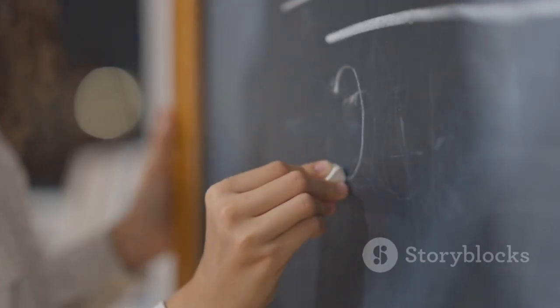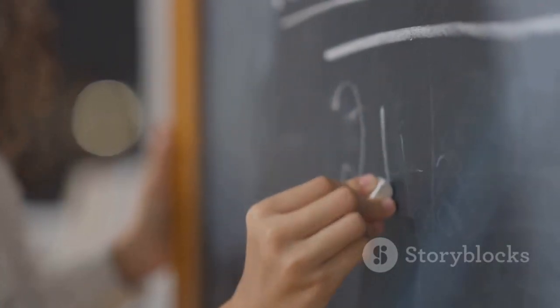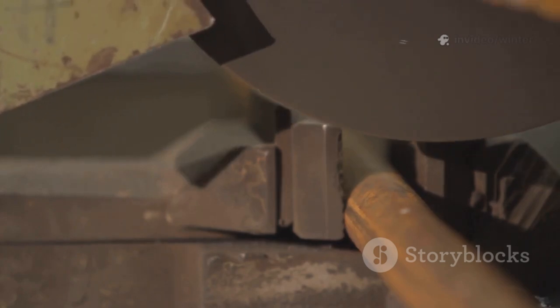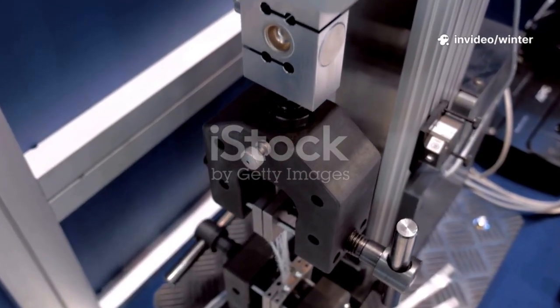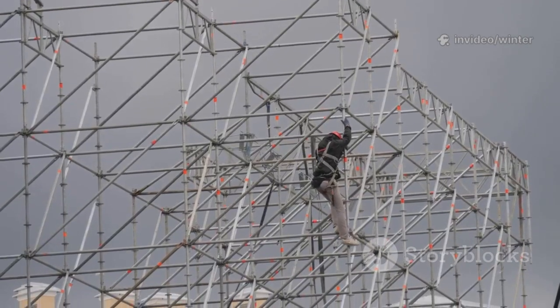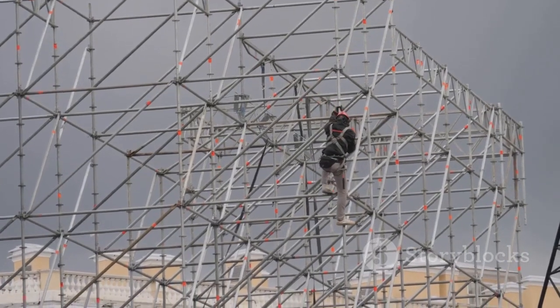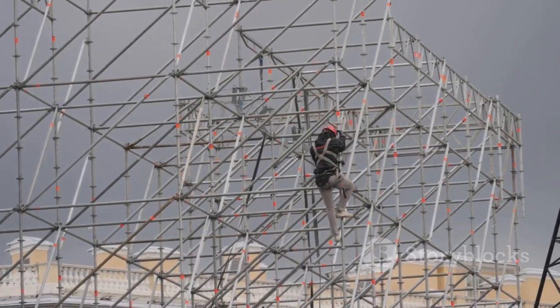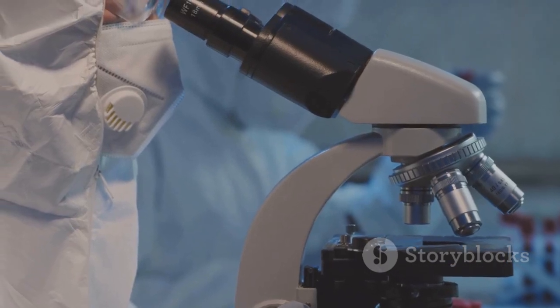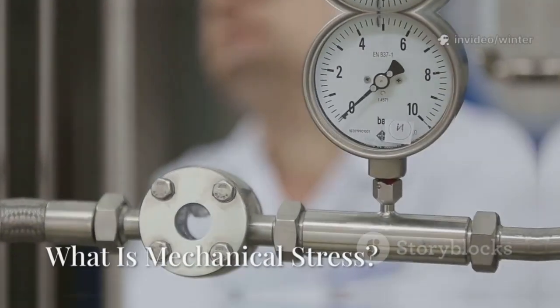The key concepts: stress and strain. Stress is the internal resistance when you apply a force. Strain is how much the material deforms. Understanding these helps us design everything from trampolines to skyscrapers. Let's dive into the world of stress and strain.